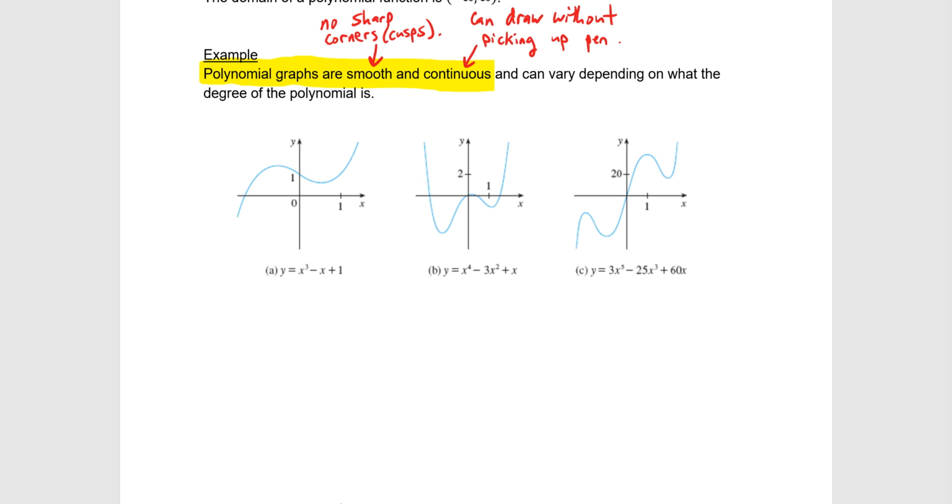Okay, so you can see in these diagrams here, A is starting off with a cubic, B is starting off with a degree 4, C is starting off with a degree 5. So you can see the higher the degree of the polynomial goes, the more and more possible turns it can have. Okay, so that's pretty much all I'll mention on those for now. Just notice they're smooth and continuous.